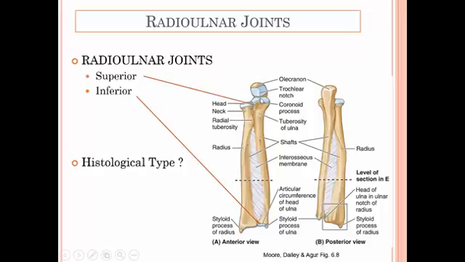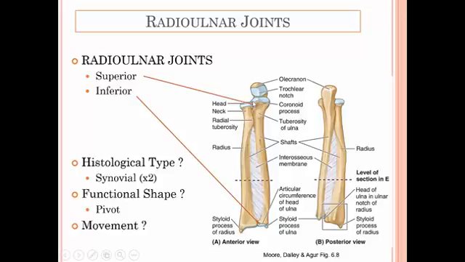Histologically, both of our joints are considered to be synovial joints, again having synovial membrane, synovial fluid, and a large range of movement. Functionally, the shape of both of our radioulnar joints is pivot, and the movements, as we're probably all aware, occurring at our radioulnar joints are supination and pronation.